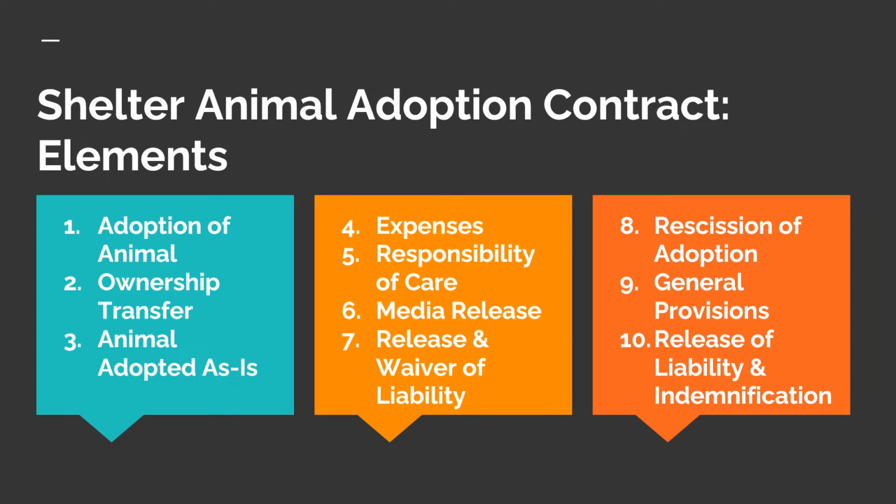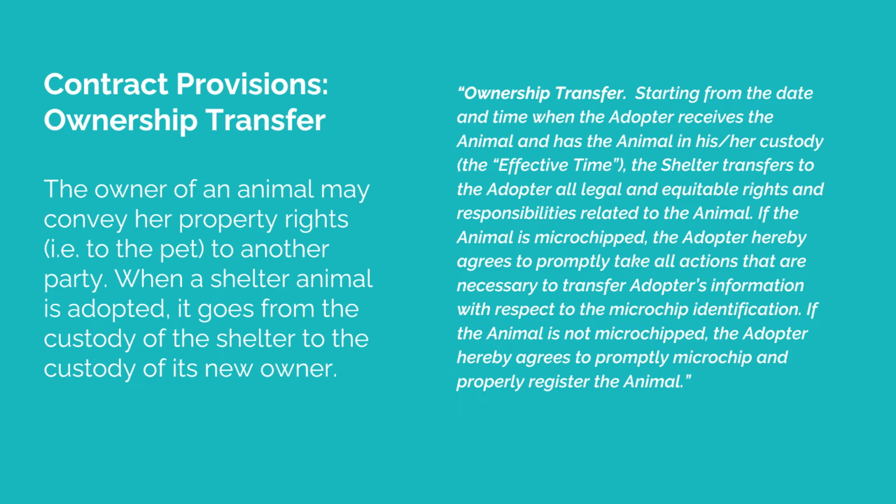or other marketing purposes. A release and waiver of liability, which is probably the most crucial part of the contract because it deals with bites in particular, rescission of adoption, and that the shelter has the right to rescind the adoption and take back the animal if the shelter has evidence that the animal is being mistreated in the new home. There are also general provisions, which I'll talk about more in the next slide, and then a final release of liability and indemnification. So I wanted to highlight three contract provisions in particular.